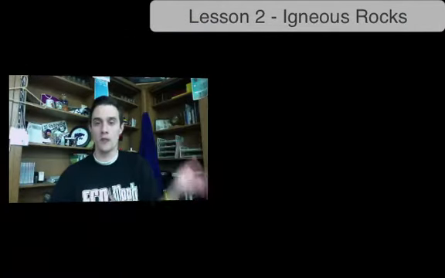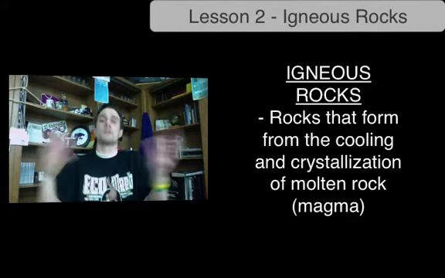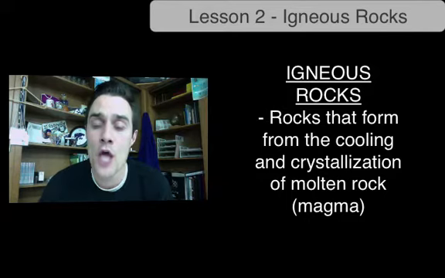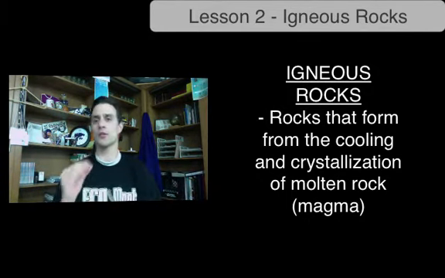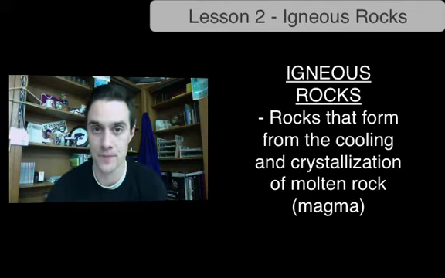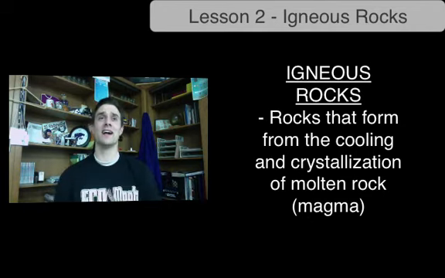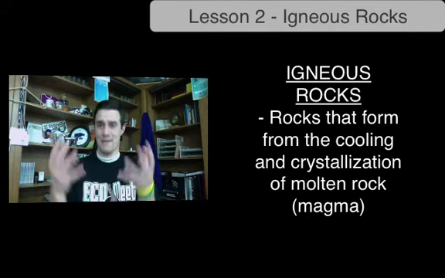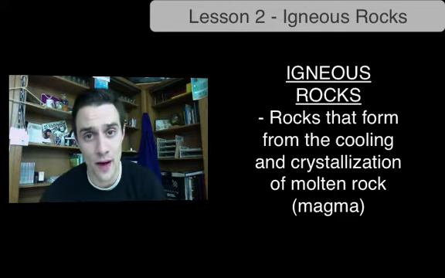We look at igneous rocks because igneous rocks, by definition, are rocks that form from the cooling and crystallization of molten rock, and molten rock is defined as magma. So igneous rocks are rocks formed from the cooling and crystallizing of magma. We start with igneous rocks because usually they're the easiest to identify, and the process for forming them is the easiest to understand. It's got the least amount of moving parts. You've got magma, it cools, the minerals crystallize, voila, you have yourself a rock.